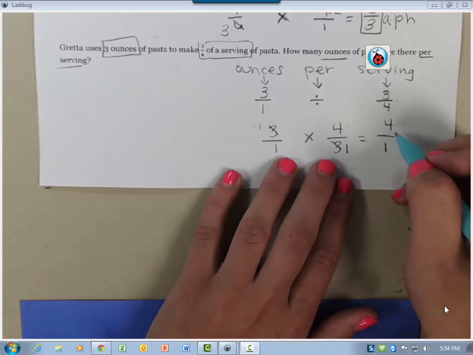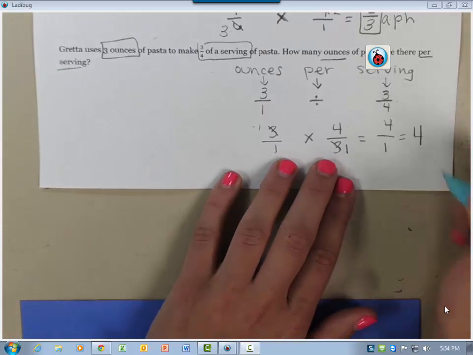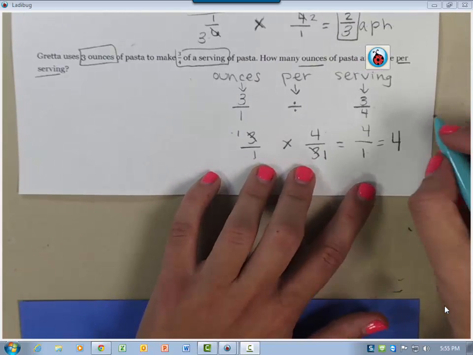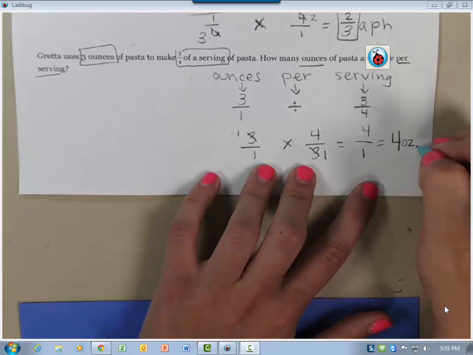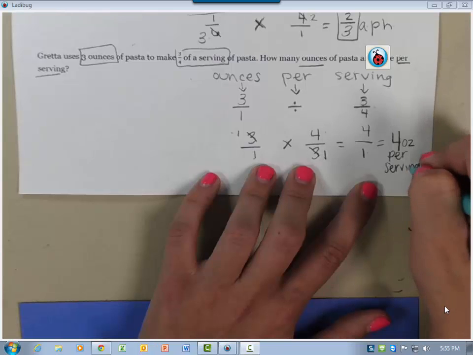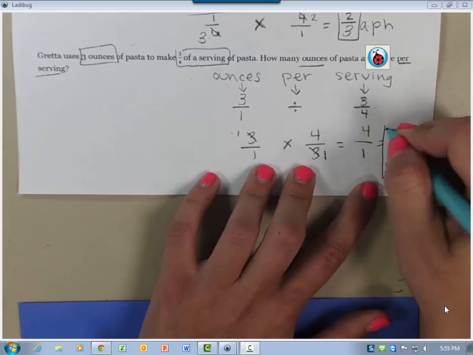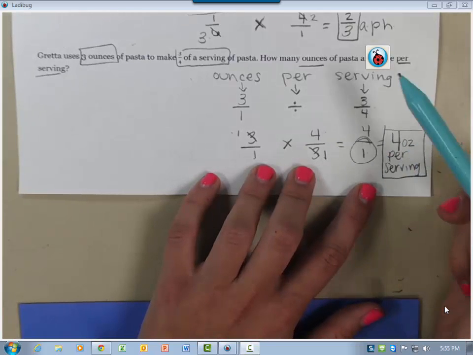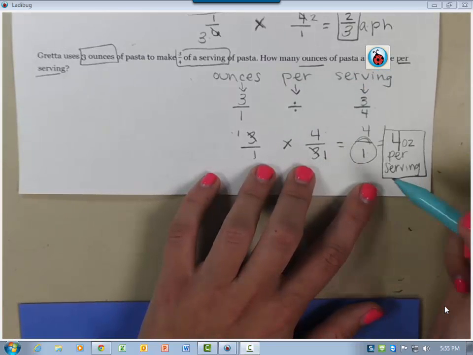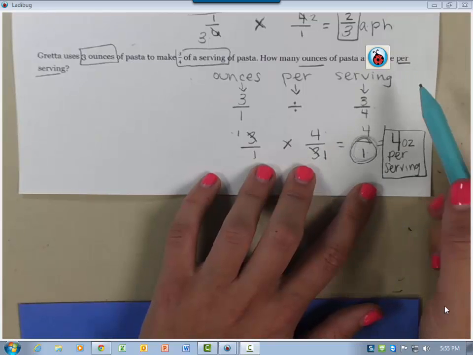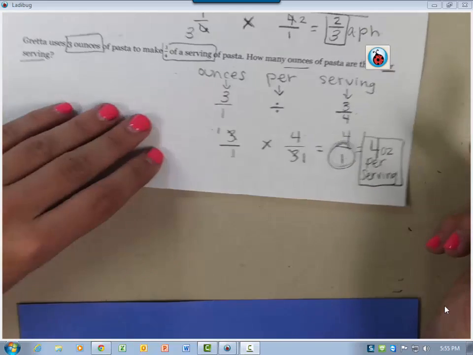4 divided by 1 is really just 4. What does this 4 mean? It means we have 4. Can you see it? Yeah. 4 ounces per serving. Okay, are we good? Look, and remember at the top it said that unit rate has a denominator of 1. Look, and it has a denominator of 1. Good. Okay. Alright, flip over to the back.